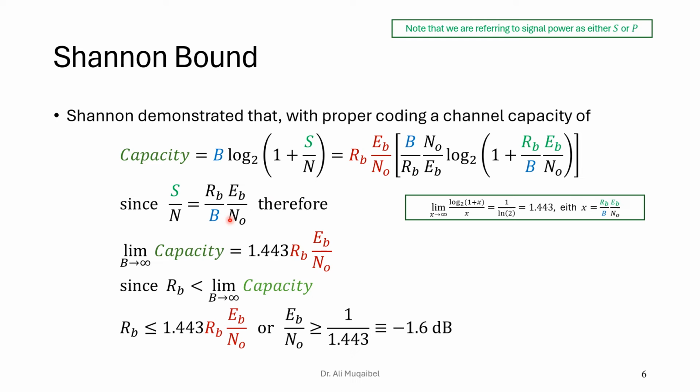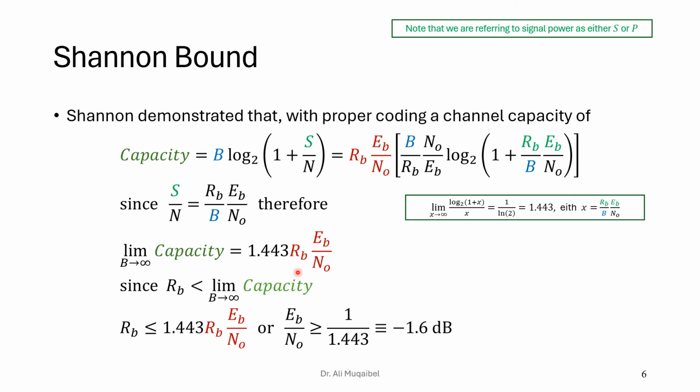So the capacity has to be less than this as B goes to infinity. Remember that the rate that you transmit must be less than the maximum, must be less than the capacity. So RB we can say is less than or equal to the following. If you divide both sides by RB, this tells you that EB over N naught must be greater than or equal to 1 over 1.443, which is equal to minus 1.6 in dB.